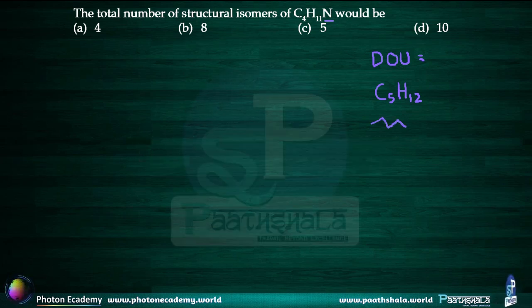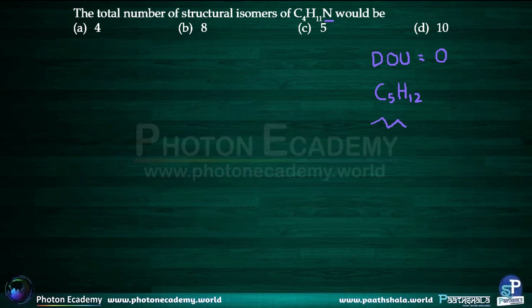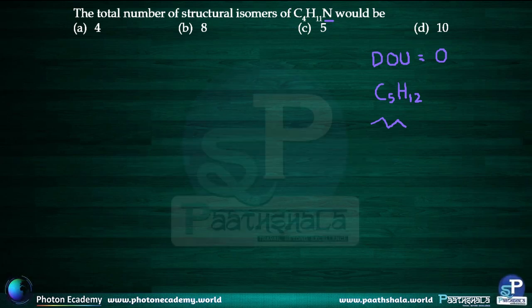So the degree of unsaturation for the given formula C4H11N is going to be 0. So in the structures that we are going to obtain which have this formula C4H11N, there will be no carbon-carbon double bonds and no rings. Now we have to think about what structures we can obtain out of this formula. We have to remember that all the structures have to be aliphatic in nature. Rings are not allowed in this case.